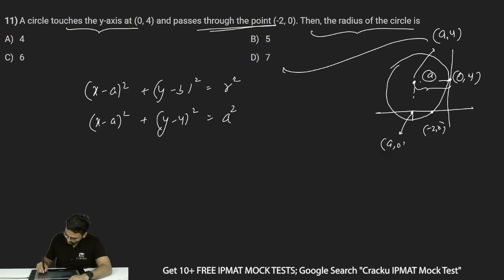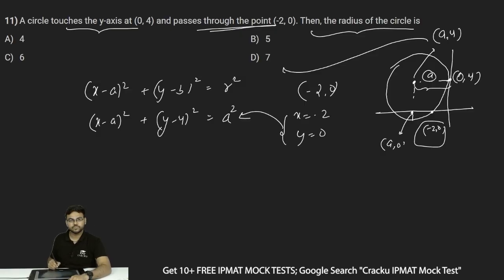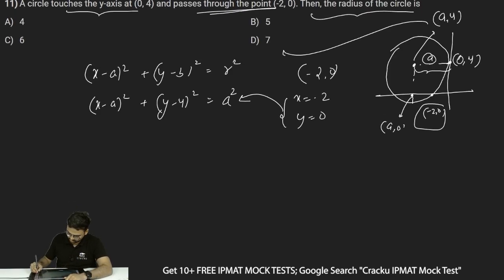Now it is passing through the point minus 2, 0. So what we will do, we will put x is equal to minus 2 and y is equal to 0 in this equation.